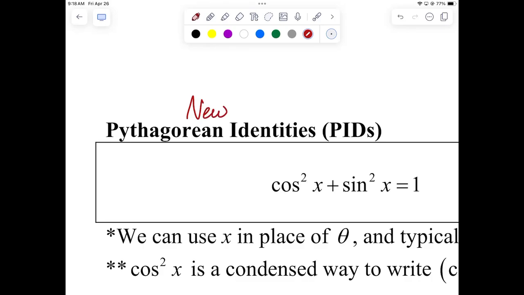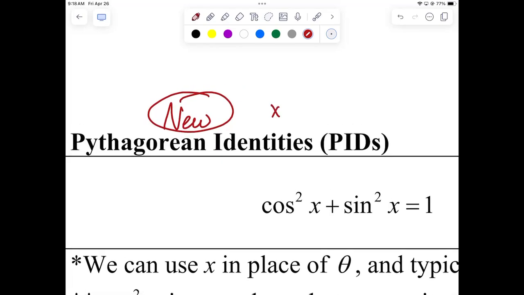Okay. All right, now we're getting to our set of first new ones. These are the first set that you have not seen before. These are called the Pythagorean identities, or as I like to call them, the PIDs for short. PID, Pythagorean identities. Got them? Now, the Pythagorean identities say that x squared plus y squared equals r squared, right? That's the Pythagorean theorem.